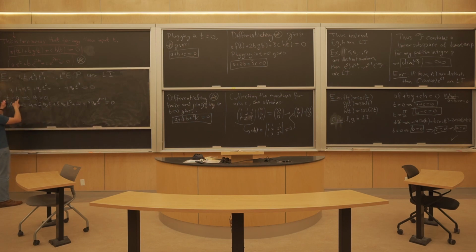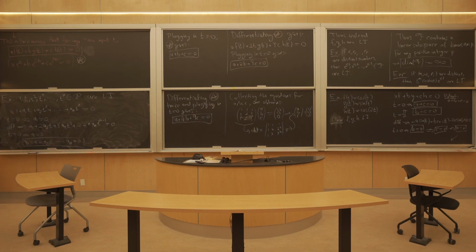And then again, I can apply the same reasoning I did before. I can plug in t equals 0. Now all of these terms would vanish, and I would get that a1 has to be 0. And I can keep going like this. As you can imagine, I can keep differentiating and get rid of these pieces, differentiate this to turn this into a constant, and so on. So that means that these terms are linearly independent, for any n value.